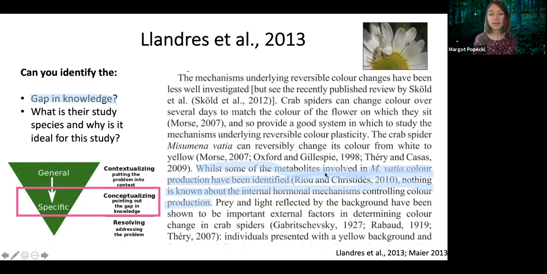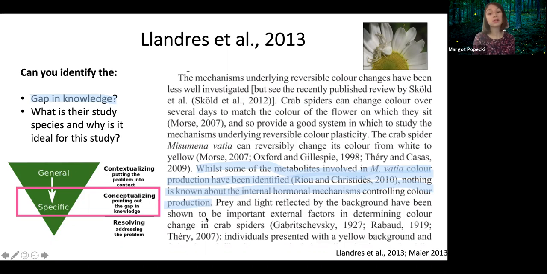Well, as some of the metabolites involved in MVT color production have been identified, nothing is known about the internal hormonal mechanisms controlling color production. So right there, they say nothing is known. That's a clear indicator that they are about to announce the gap in knowledge. So you can use these writing structures as well. Those are those clear writing structures we talked about to, again, draw the reader's attention to key points of your writing.